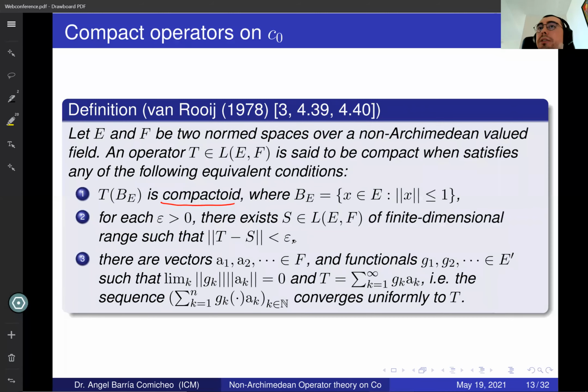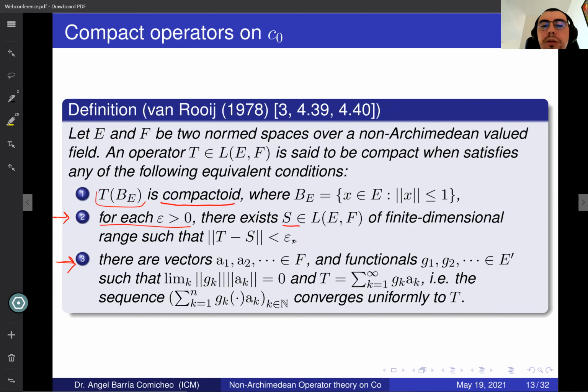However, we will not teach this completely in this talk. I will not give more details about this. For completion, I want to give you the proper definition for a compact operator in the non-Archimedean context. If you have an operator from one normed space to another normed space, we say that it is compact when the image of the unit ball is a compactoid and when it behaves as is expected from a compact operator in the classical case, which means you can approach this operator using operators of finite rank.